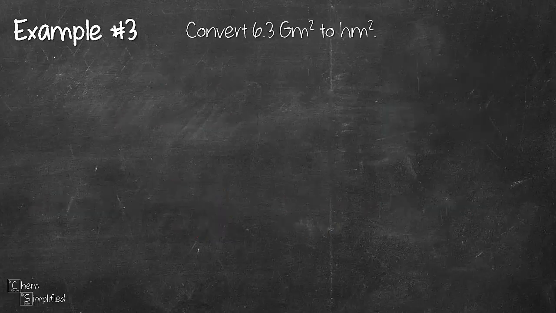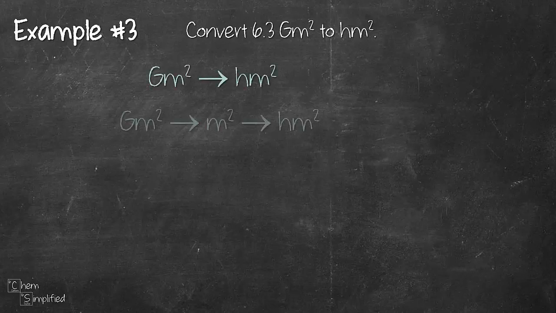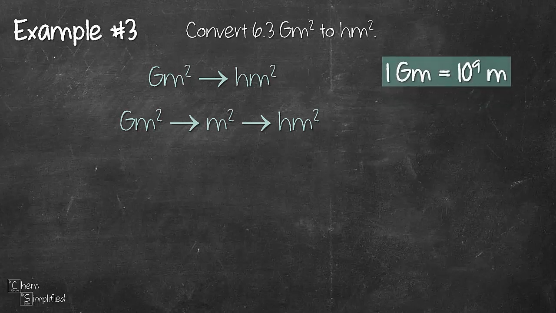Now for our final example, let's do something a little bit more difficult. Let's convert 6.3 gigameter square to hectometer square. So we're going from gm square to hm square. Again, as what we've done, let's break it down into two parts. So we go from giga to base unit to hecto. From the prefix, we know 1 giga is 10 to the 9, 1 hecto is 10 to the 2.